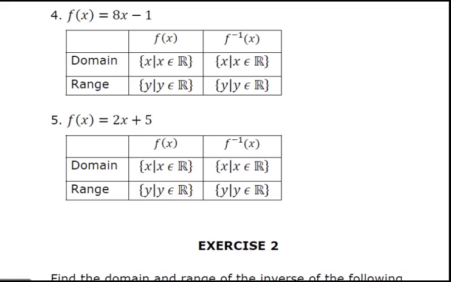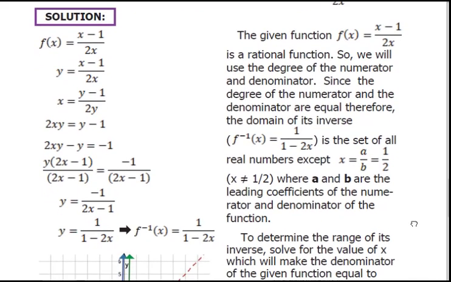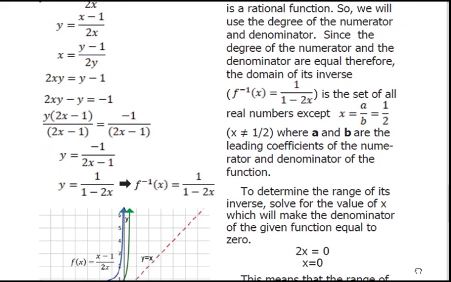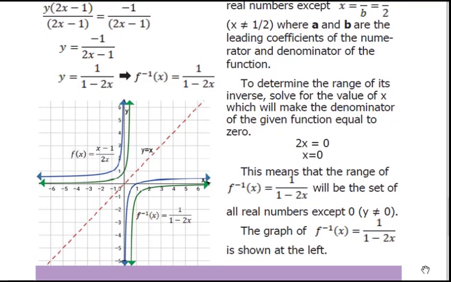Moving on to example number 2, we have to find the domain and the range of the inverse function of the given rational function f of x equals x minus 1 all over 2x. I just walk you through the solution of example 2 because I'm excited to discuss with you the solutions for exercise number 2. And we have 5 numbers to solve in exercise number 2.